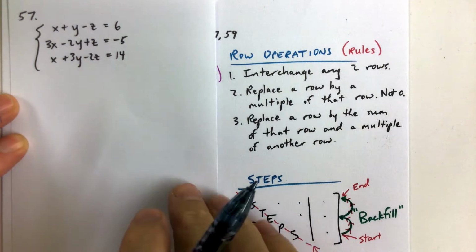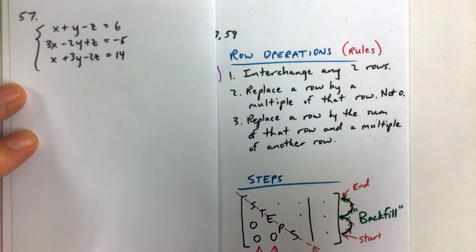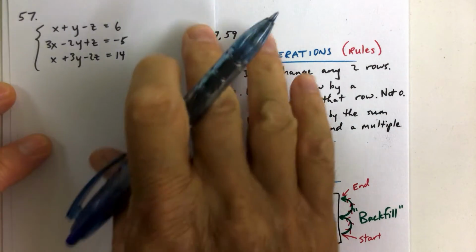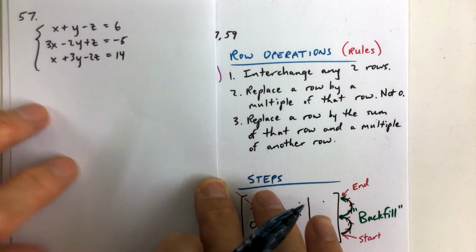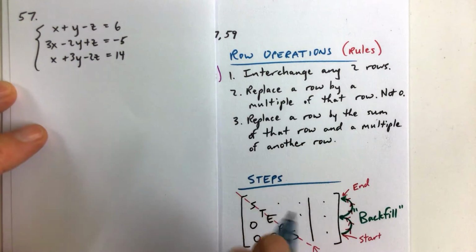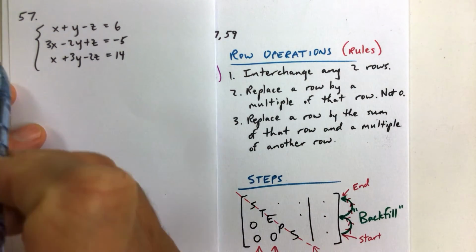Problem 57, it's just the same as the last problem that we did. What was that? Number 39. All of these are solving systems of equations using matrices. This happens to be a little bit more work because it's a system of 3 equations with 3 unknowns.